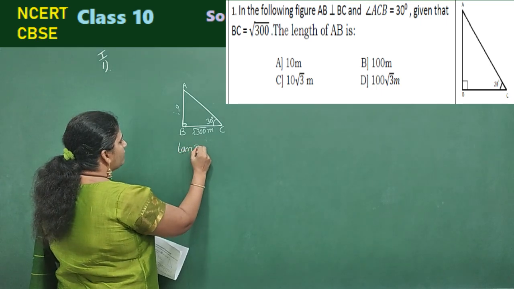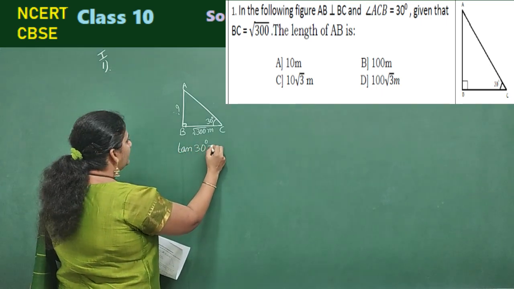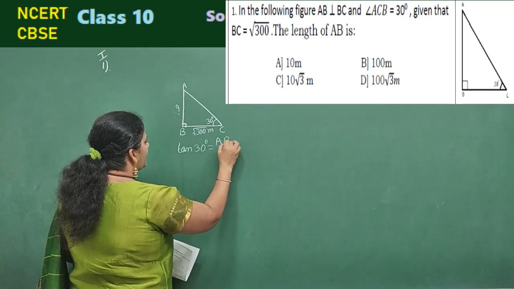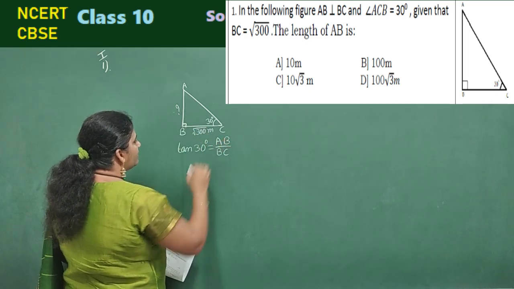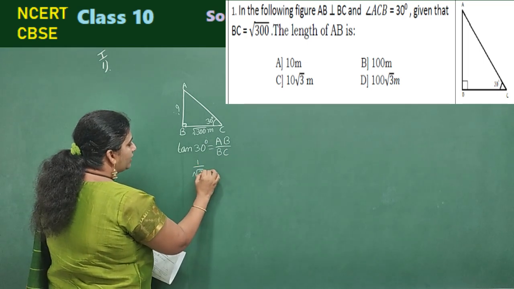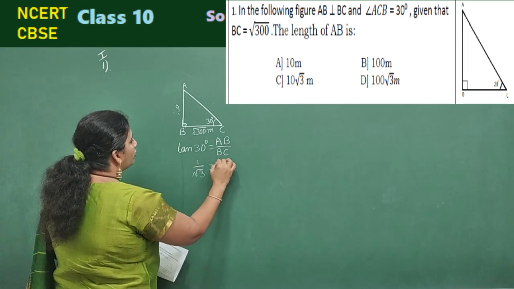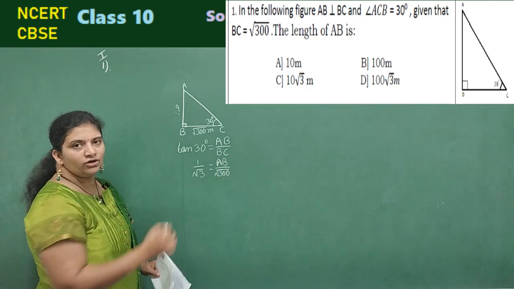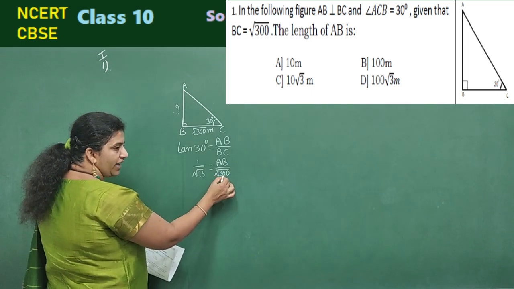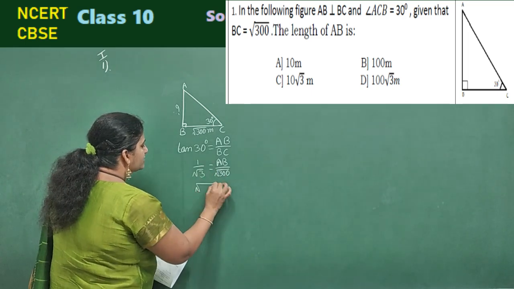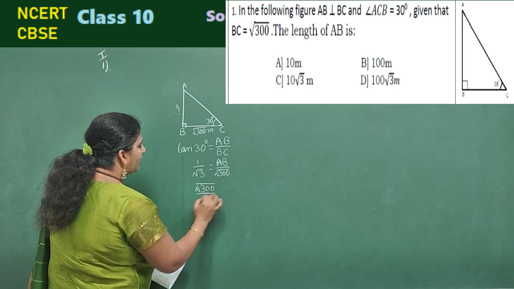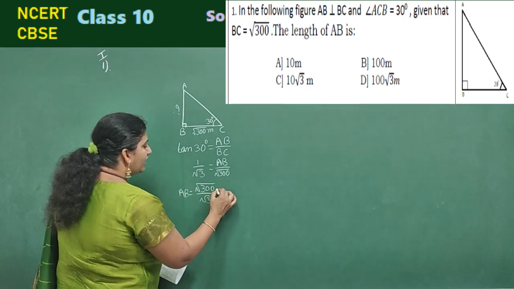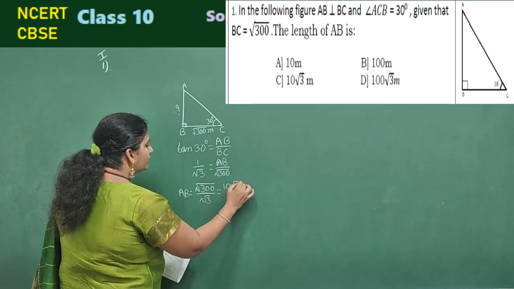Tan theta, theta value is 30. Tan 30 is equal to opposite by adjacent, opposite AB by adjacent BC. Tan 30 value is 1 by root 3. AB, we don't know AB. AB by BC, BC is square root of 300. This square root of 300 goes to the other side. Square root of 300 by root 3. AB is equal to square root of 300, you can write it as 10 root 3.